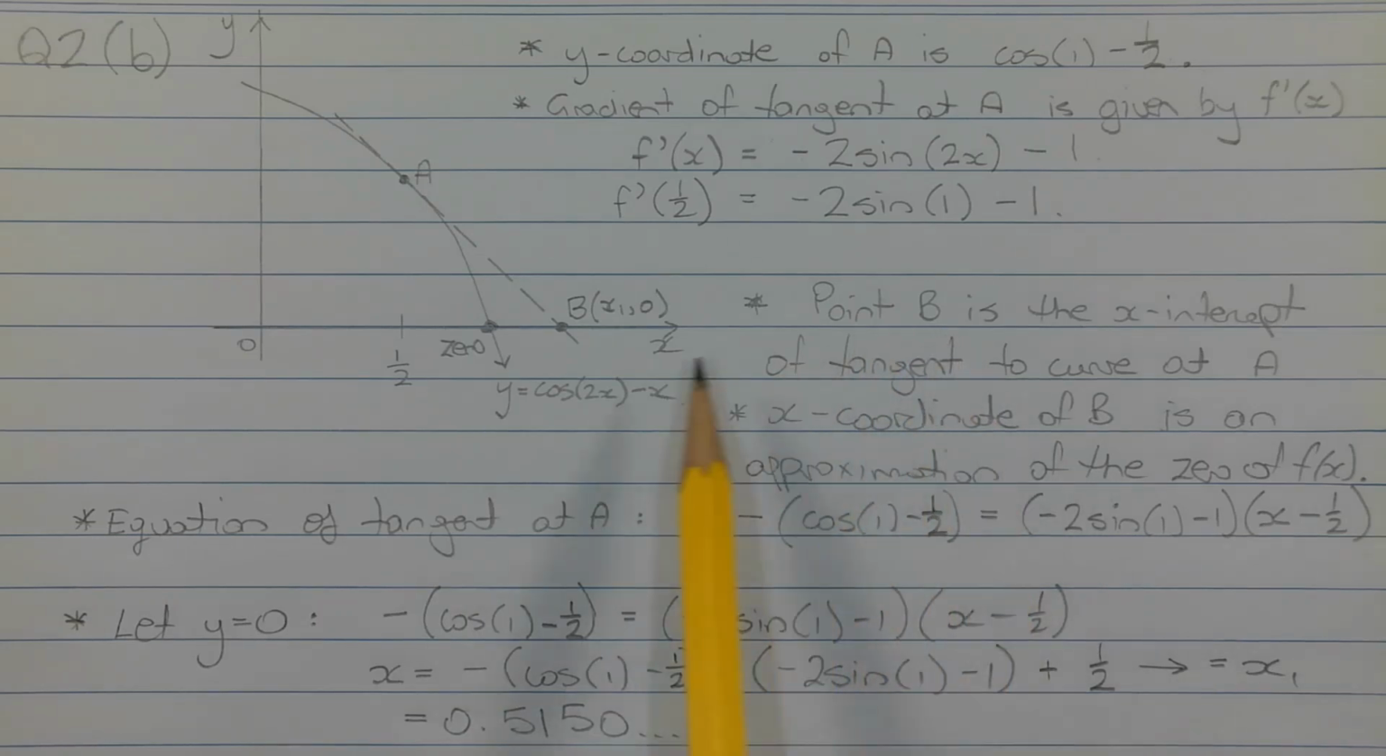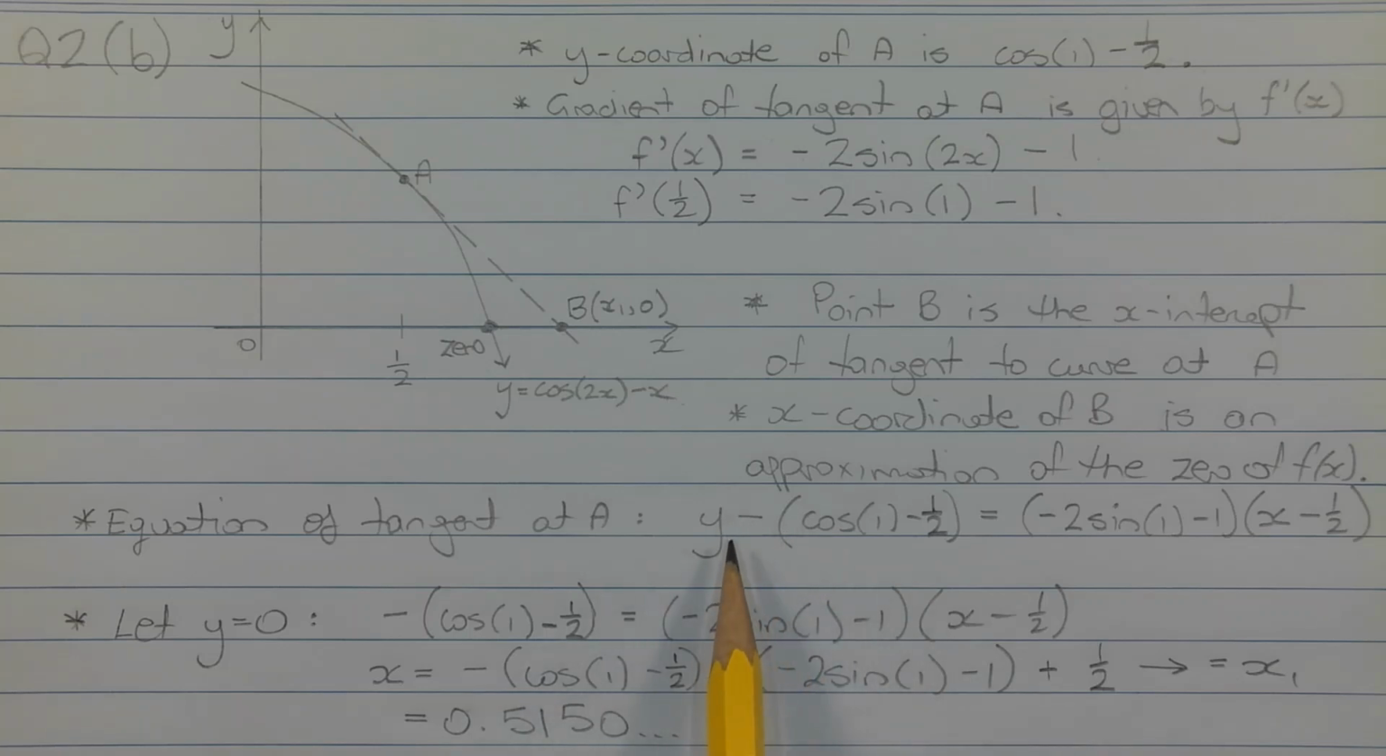Now point B, that's this point here, is the x-intercept of the tangent to the curve at A, and we want the x-coordinate of B, of course, so we know that the y-coordinate is going to be 0, and that's an approximation of the 0 of f of x. Next, we need the equation of the tangent at A, and we get that by applying the point gradient formula. y minus y1 is equal to m times (x minus x1).